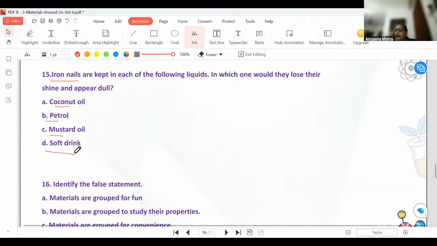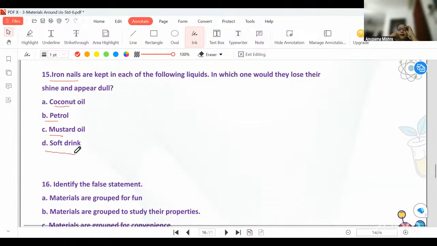Yeah, it is a very, very easy chapter. Very good. Coconut oil. Everyone is answering 15. Oh, 14 is over. Let me see how many of you are answering for the 15th number.